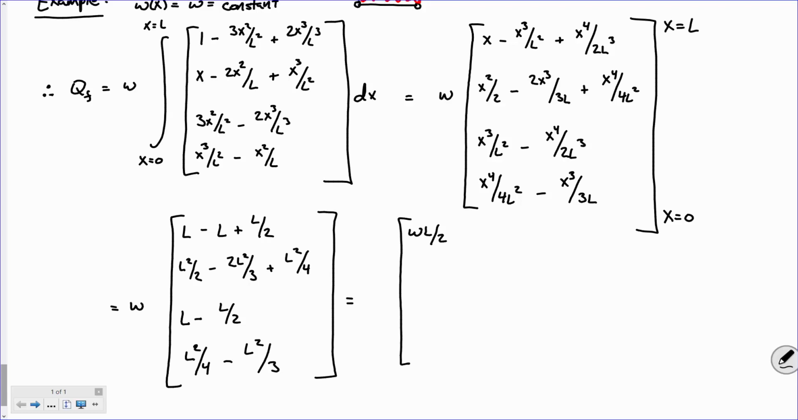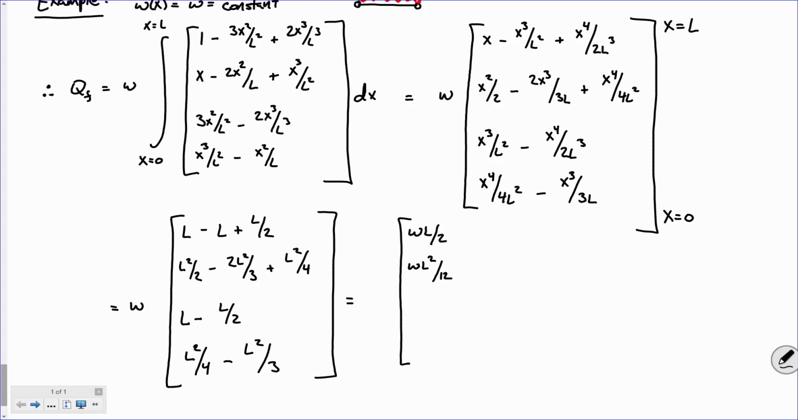We have 1/2 minus 2/3 plus 1/4. Anybody got a Casio? Well, what do we have? We have 6/12 minus 8/12 is 2/12 plus 3/12 is 1/12, right? So shouldn't that be WL squared over 12?